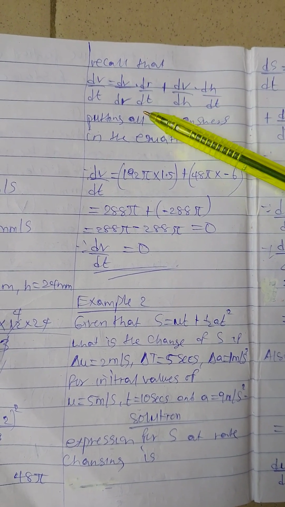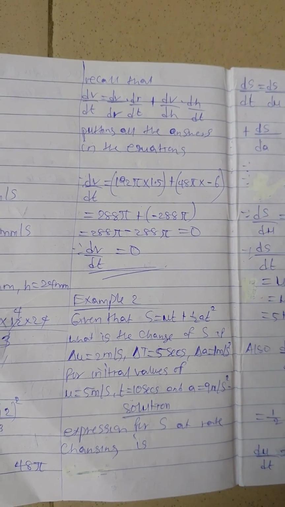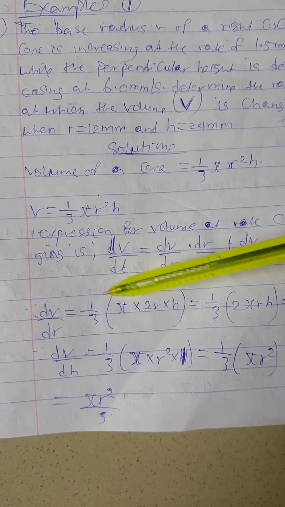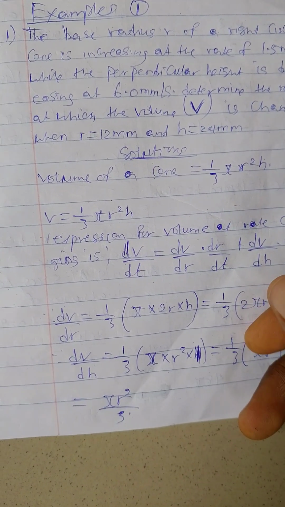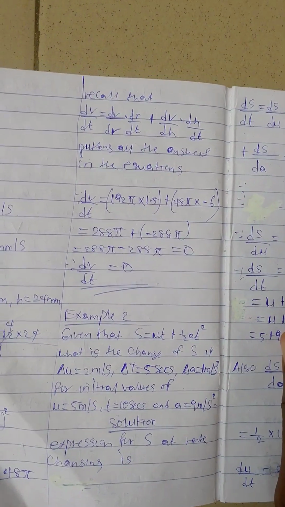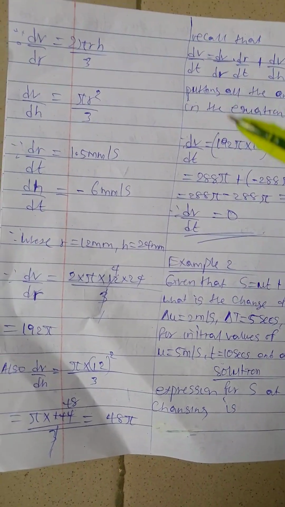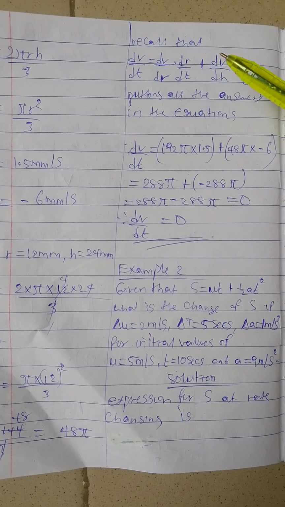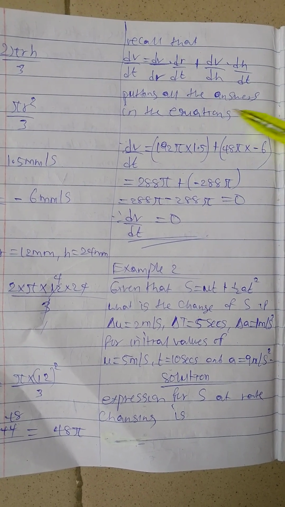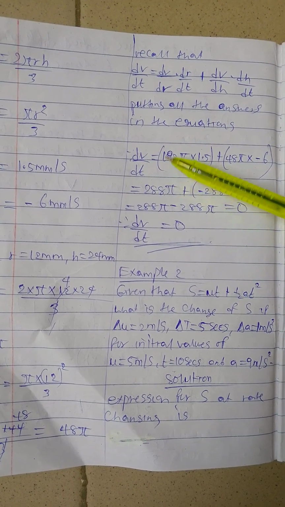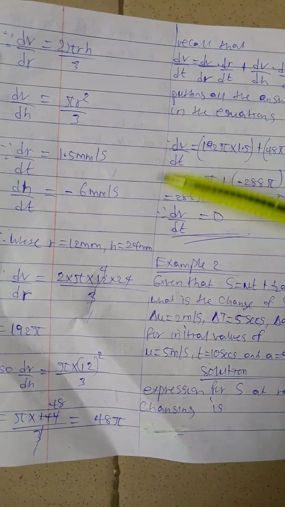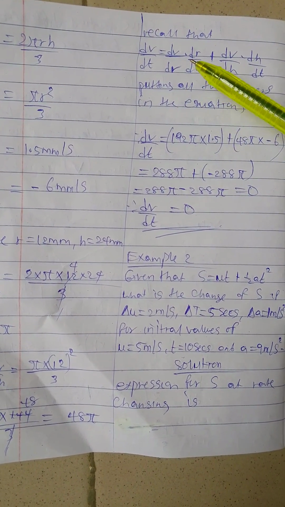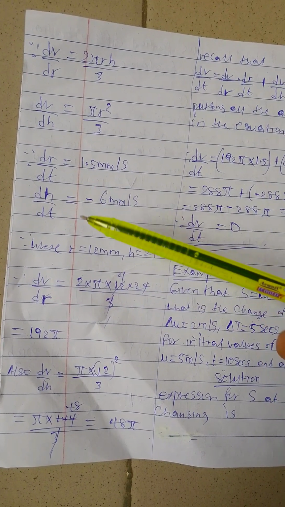Now recall that from the formula we have that dV over dt is dV over dr times dr over dt plus dV over dh times dh over dt, which is the rate at which the volume is changing. You understand? So after doing that, I have to input everything I got here in this formula. Putting all the answers in the equation, dV over dt is equal to, my dV over dr, 192 pi, times my dr over dt. What was dr over dt?